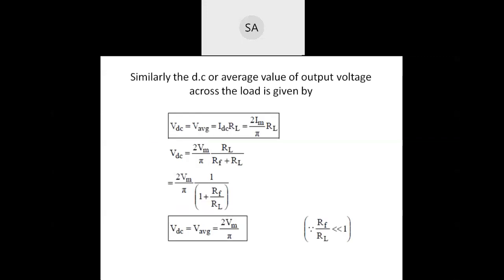In the half wave rectifier, we got VDC is equal to Vm by pi. Here, VDC is equal to 2 Vm by pi. Similarly, the DC or the average value of output voltage across the load is given by V average is equal to IDC into RL. That is VDC. So we are taking the VDC means we are taking the IDC into RL. So IDC, we got that in the equation just now, that is IDC is equal to 2Im by pi into RL.